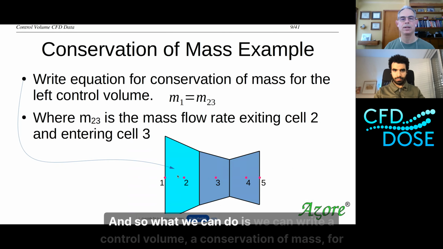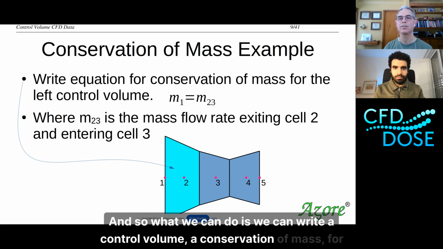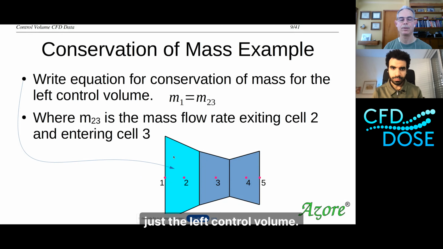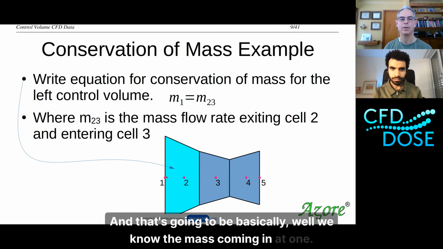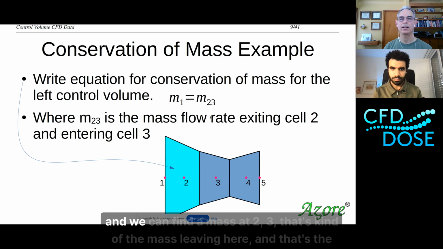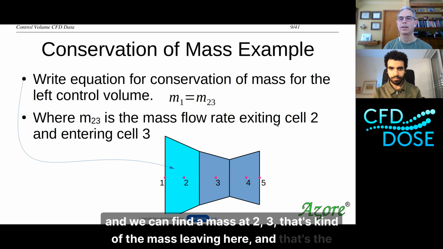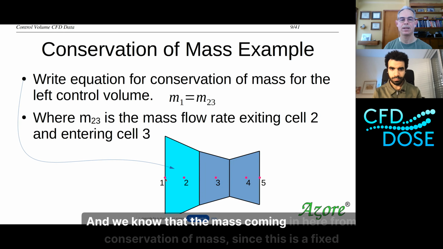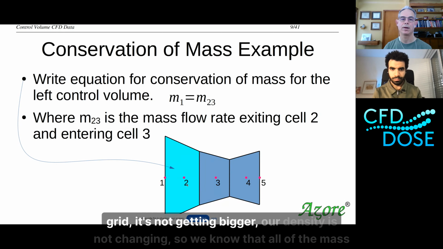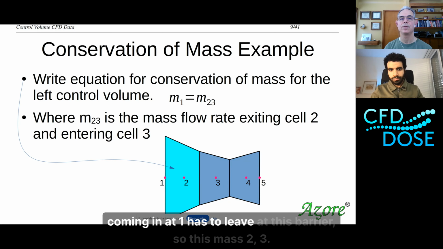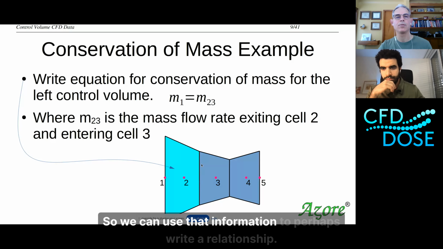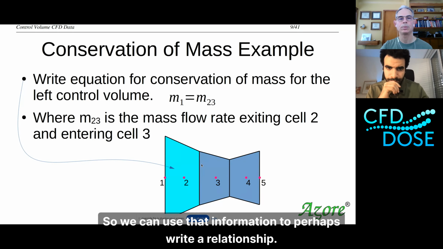And so what we can do is write a conservation of mass for just the left control volume. And that's basically, well, we know the mass coming in at 1, and we can find a mass at 2, 3. That's the mass leaving here, and that's the exit. And since this is a fixed grid, it's not getting bigger, and our density is not changing, we know that all of the mass coming in at 1 has to leave at this barrier, this mass 2, 3.